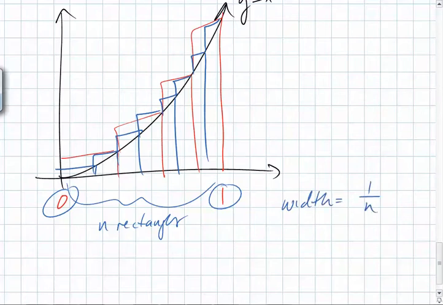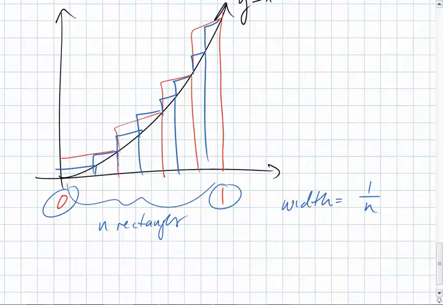Do you agree with that? If you go from 0 to 1, you're going 1, and you're breaking it up into n pieces. So what's the width of each piece? 1 over n. Technically, as a side note, I will say you do not have to break it up into even intervals. The math will still work, but it's a lot easier when you do it in even breaks, okay?